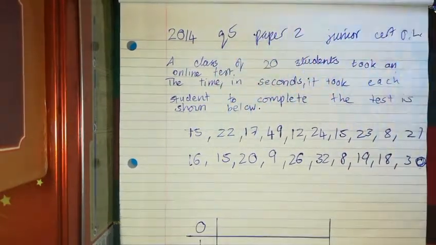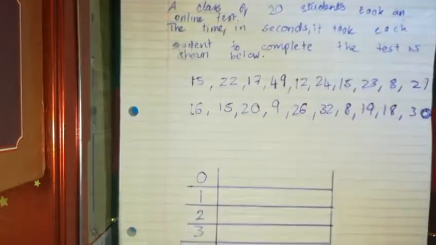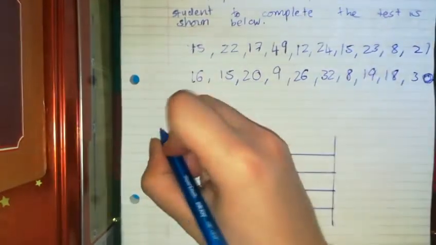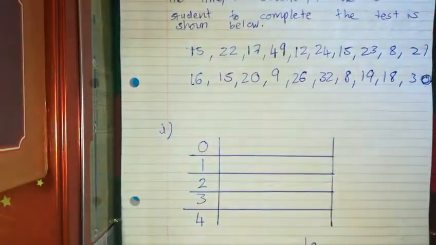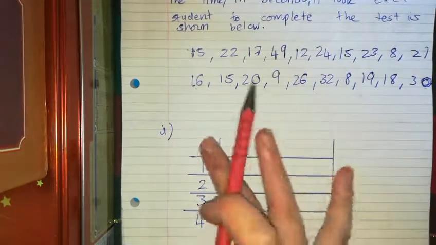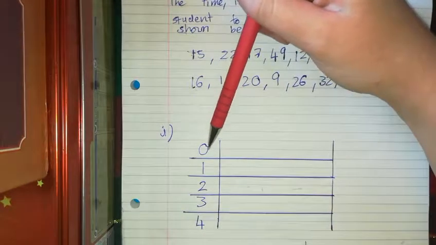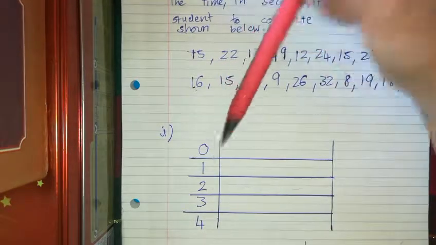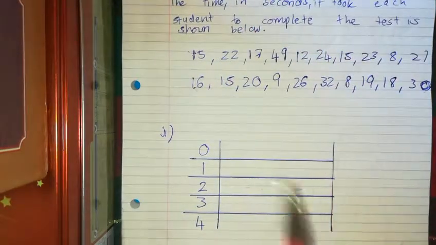So we're given loads of times in seconds. And then they say, represent this data on a stem and leaf diagram. So on a stem and leaf diagram, when I have 0, in this column I have all the numbers that don't have, say, a 10 or a 20 or a 30. It's going to be 0.